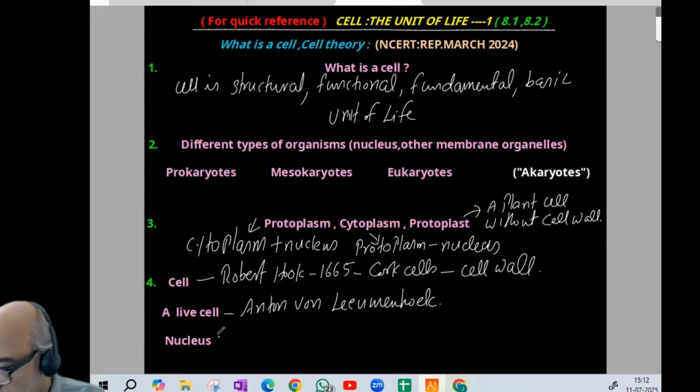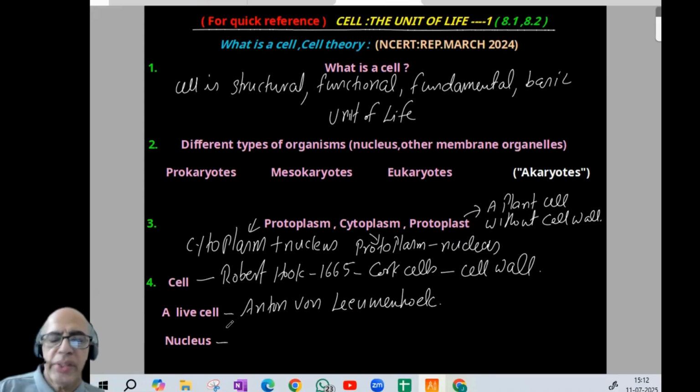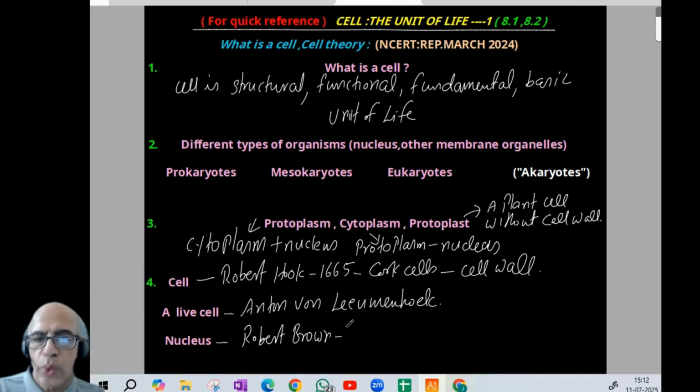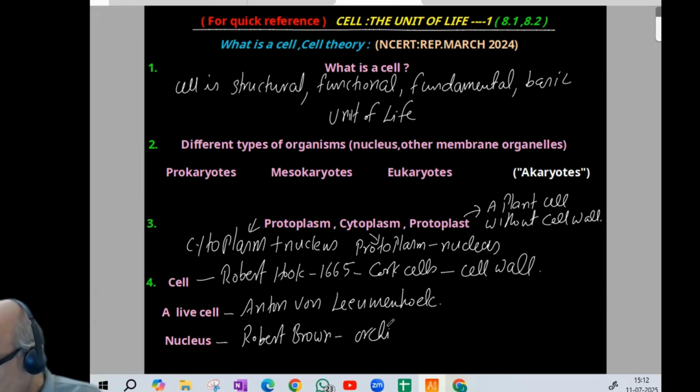The nucleus is the controlling unit of a cell. It is concerned with the scientist Robert Brown, in orchid roots. I think the first page is clear, so we can proceed to the second page.